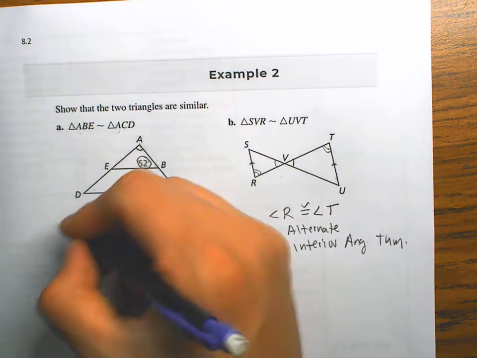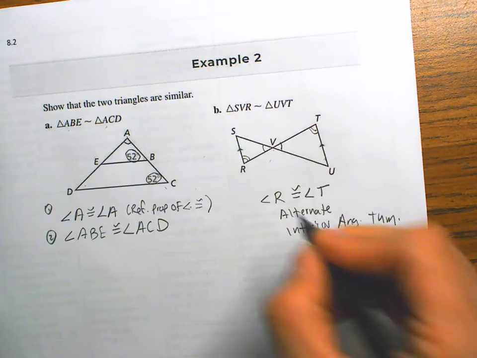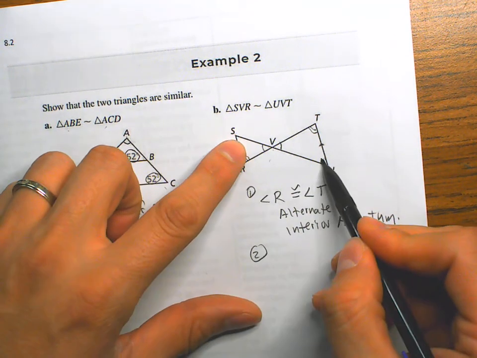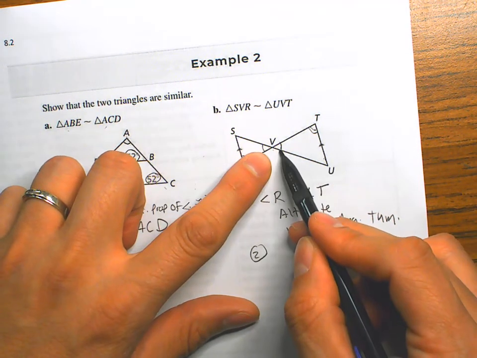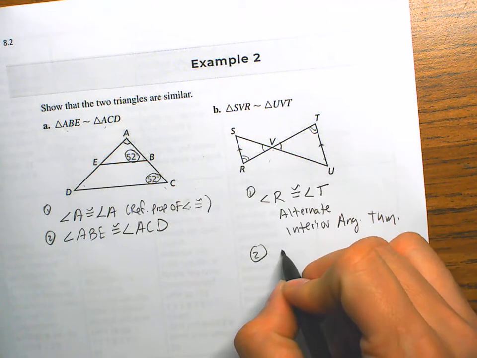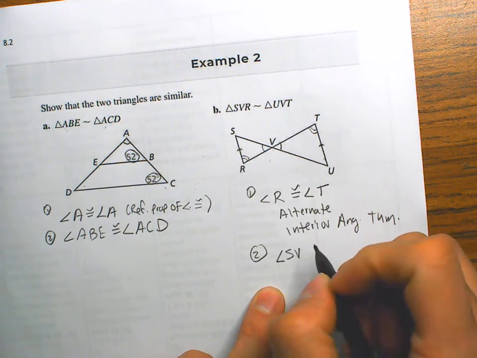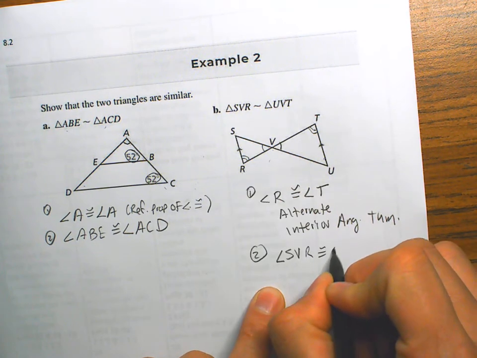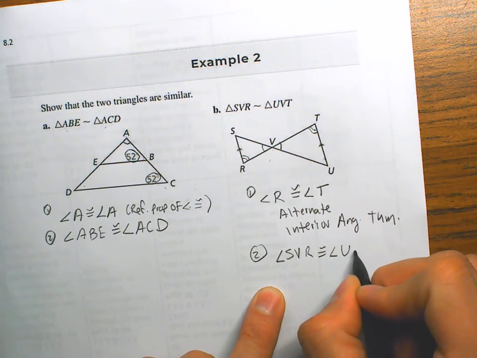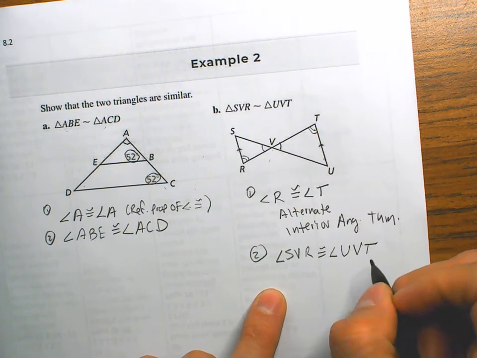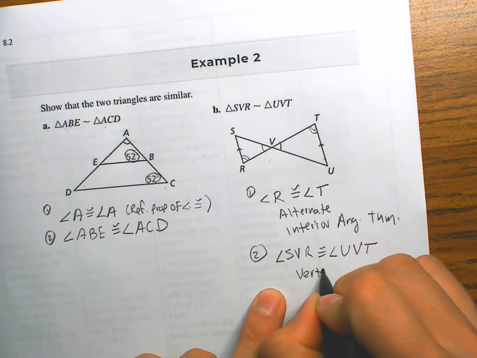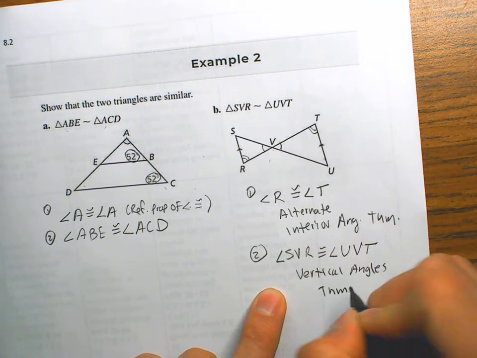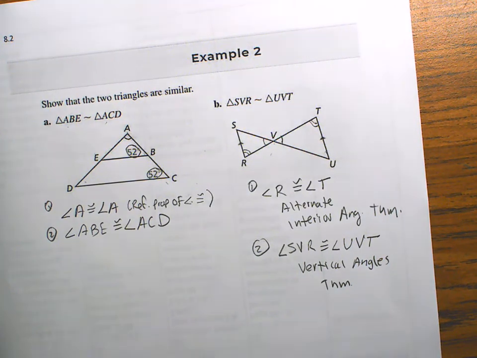Okay, I probably should number these. 1, 2. Here's my first one. My second one, I could either do the same reason for these two, S and U, or my vertical angles. So you got choices. So I'm just going to use angle SVR congruent to angle UVT. What's the reason? Vertical angles theorem. All right, so those were easy.